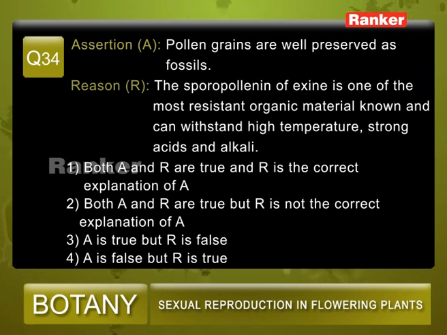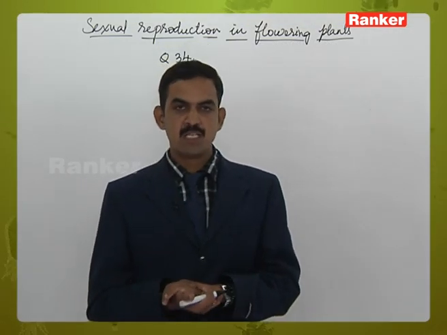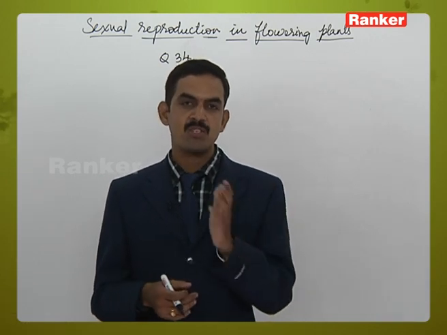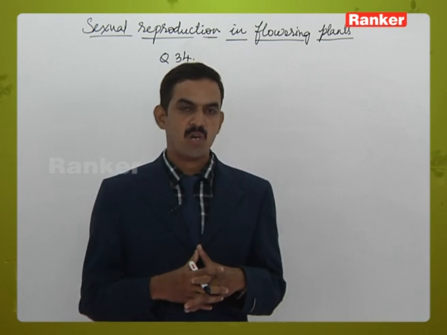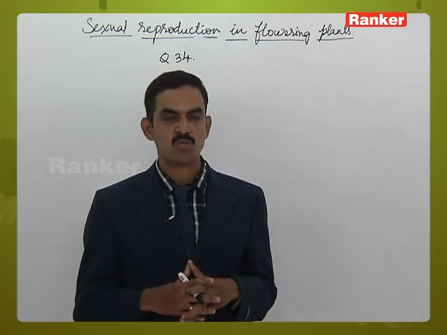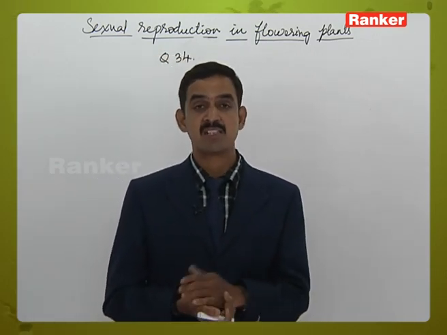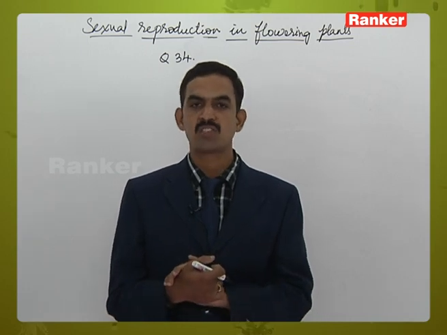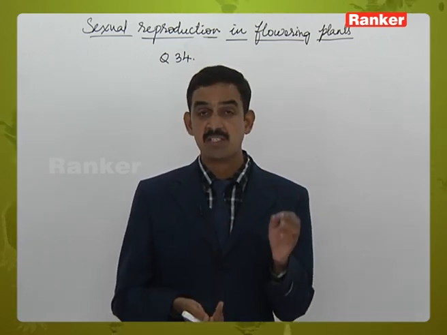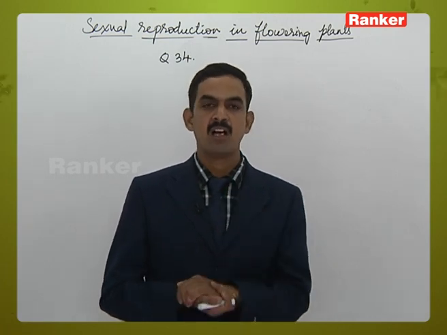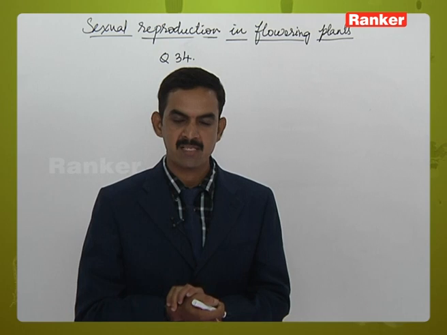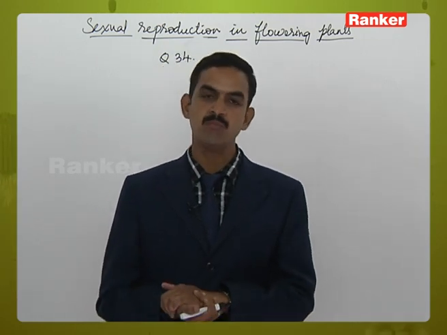Reason: The sporopollenin of exine is one of the most resistant organic materials known and can withstand high temperature, strong acids and alkali. As we know, the pollen grain is the first cell of the male gametophyte, which is haploid in nature. Pollen grain contains 2 layers, exine, the outer one, and intine, the inner one. Exine is made up of a chemical called sporopollenin, whereas intine is made up of pectocellulose. The outer wall, the exine, is thick, and here and there it contains circular regions where the sporopollenin is absent; those are called germ pores.